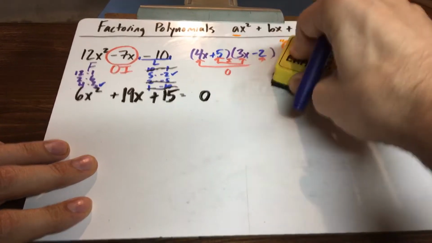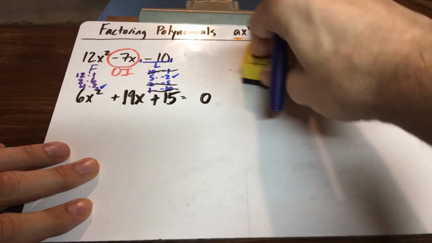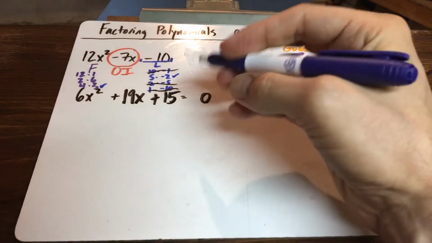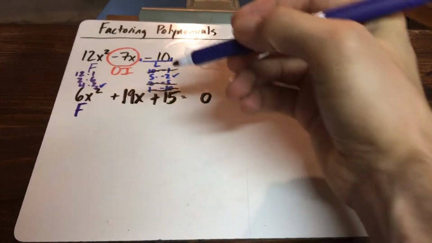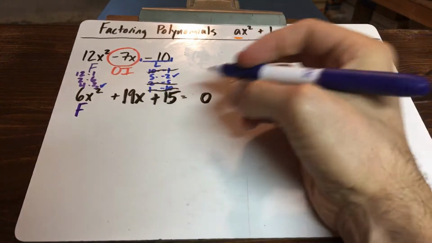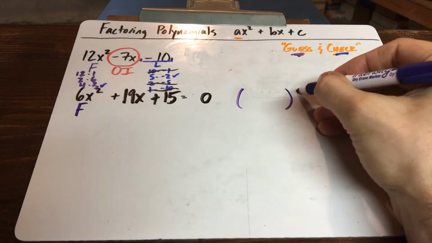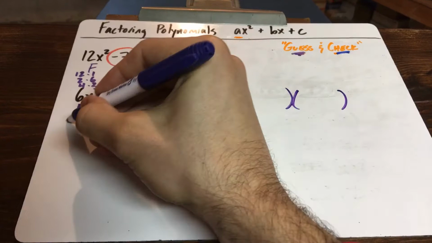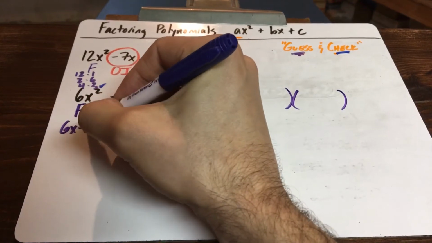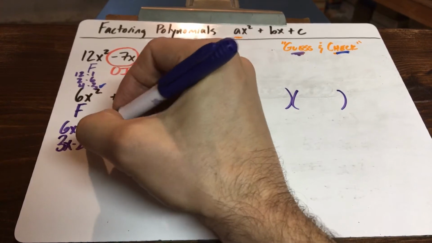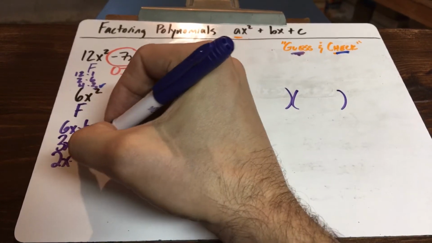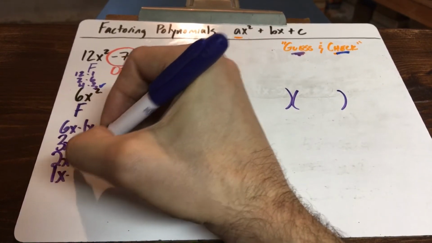So let me go ahead and erase some of this so it doesn't distract and get in the way. All right, I'm going to make my guesses here. How do I think they came up with 6x squared for the letter F in FOIL? Well, it could be 6x times 1x. That's probably not it. It could be 3x times 2x. I'm thinking it's probably that. It could be 2 times 3. It could be 1x times 6x.